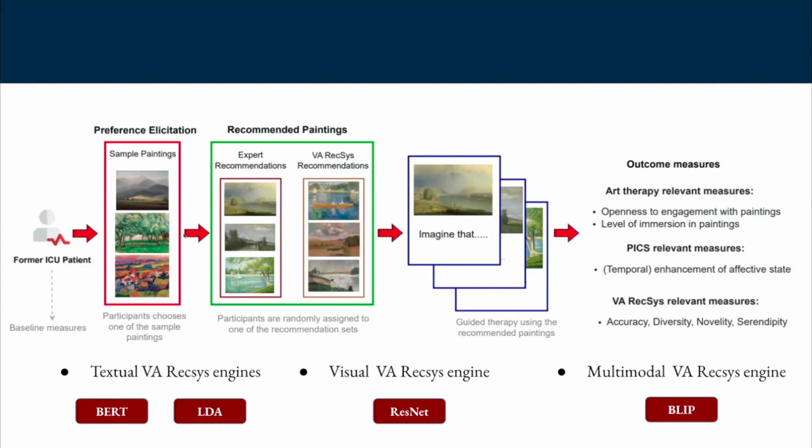Of course, we have a preference elicitation phase where former ICU patients are exposed to a piece of art that they reflect on, which can be used as input for what the user likes. Basically, it's a user model. And then we generated recommendations using these models. We also asked therapists to do the same thing, and we can see if recommender systems work better or comparably to the experts' approach. And then we plugged it back into the guided therapy session and collected some relevant measures.